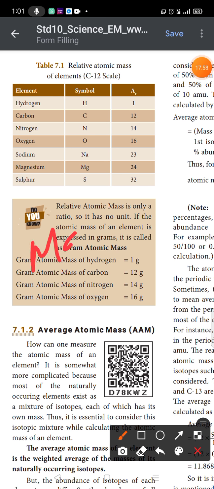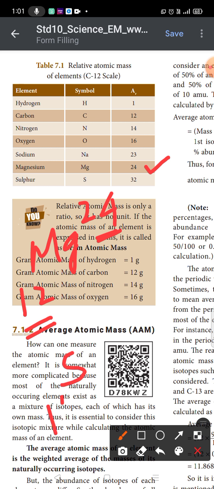The next is magnesium. The atomic number of magnesium is 12, which is an even number, so we can double it. We'll get 24 as the mass number. And then sulfur. Sulfur has atomic number 16, which is an even number, so we double this value and get 32 as the mass number. That's all. Children, here I want to tell one thing: if the atomic number is odd, like 11, 13, 17, you have to double it and then add 1 also.